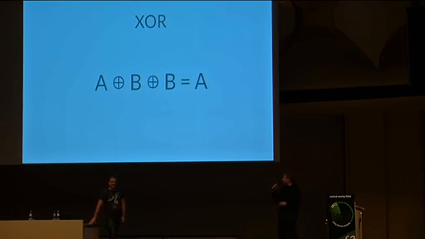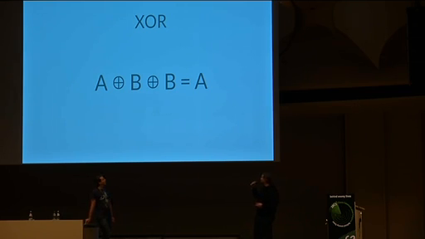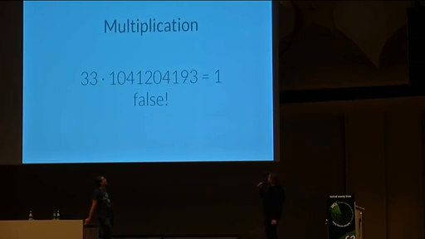Okay, the first thing is how to invert XOR. It's pretty easy. You do it again. Every element is an inverse to itself. If you do this with multiplication, it's not that easy. What actually is written on the slides is not true.